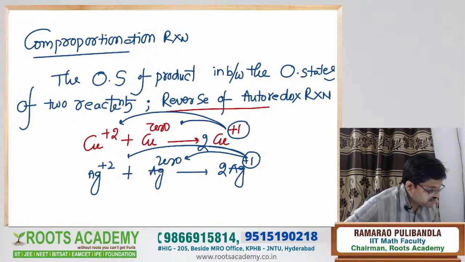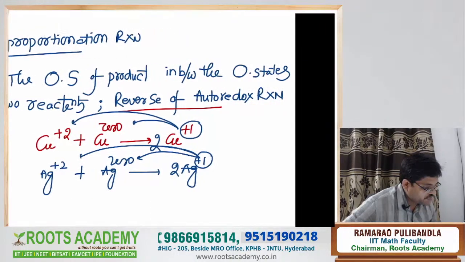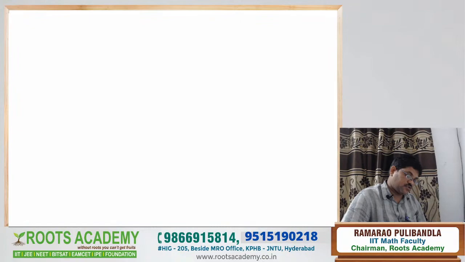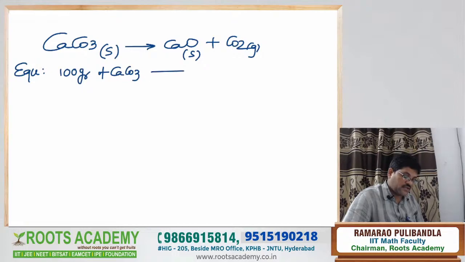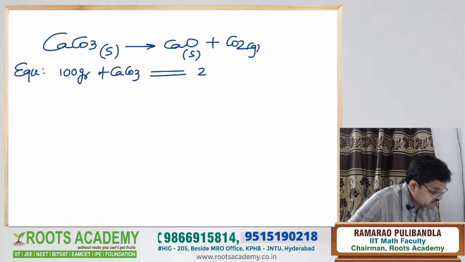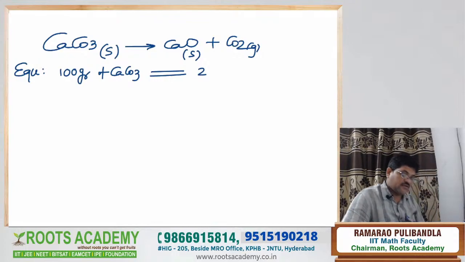Simple logic. See the last question. How much volume of CO2 is obtained at STP by heating 4 grams of limestone? Limestone is a solid. On heating, you get CaO solid plus CO2 gas. According to the equation, 100 grams of limestone on heating gives 22.4 liters of CO2 gas liberated at STP.